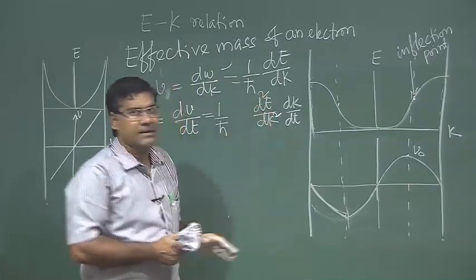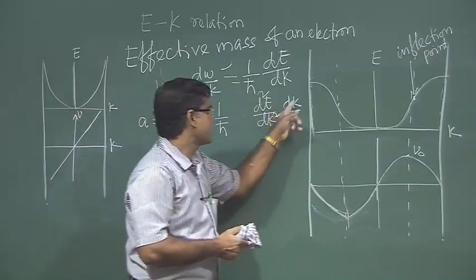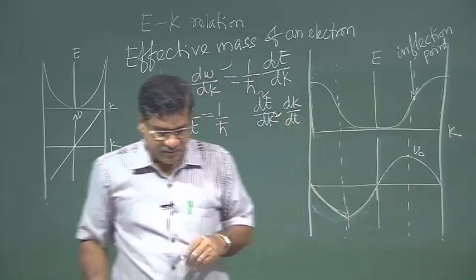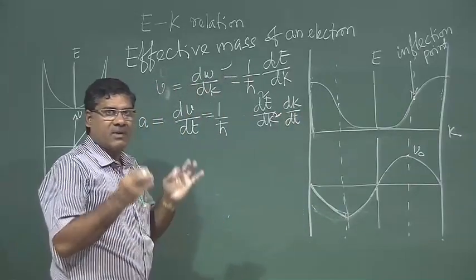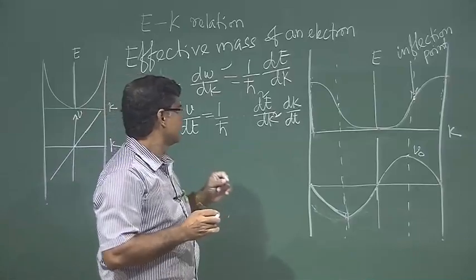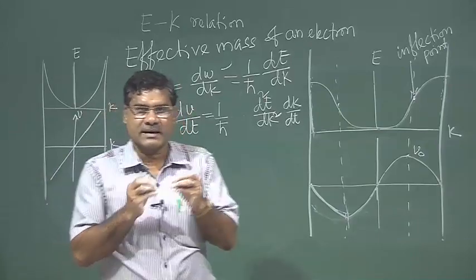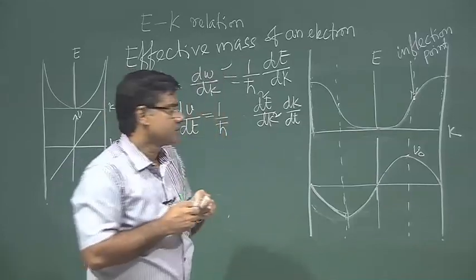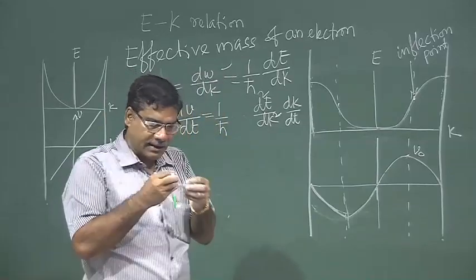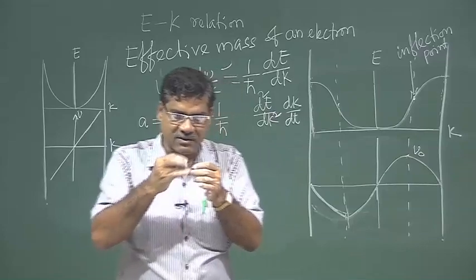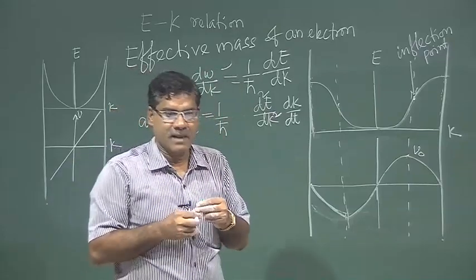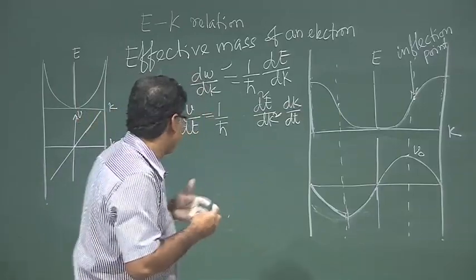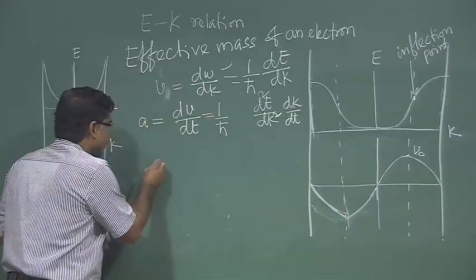When the E-k relation is known, we can find out d2E by dk square. But what is this dk by dt? That we have to find out. So, if we apply an electric field for a short time dt, the electron's initial velocity is v. Now we have applied electric field E. So, how much force will it feel?